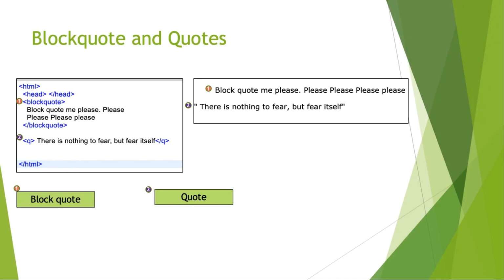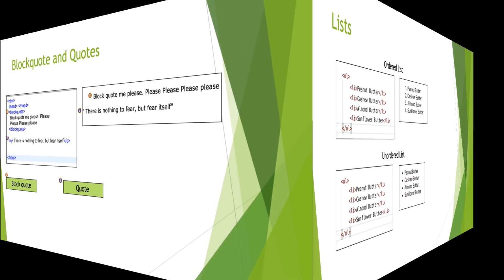And here we have 2 different ways to present a quote. First, there's the block quote, which indents the sentence in. And the other is the actual quote using the Q, the letter Q, in between the tags, which actually throws quote marks around the sentence itself.